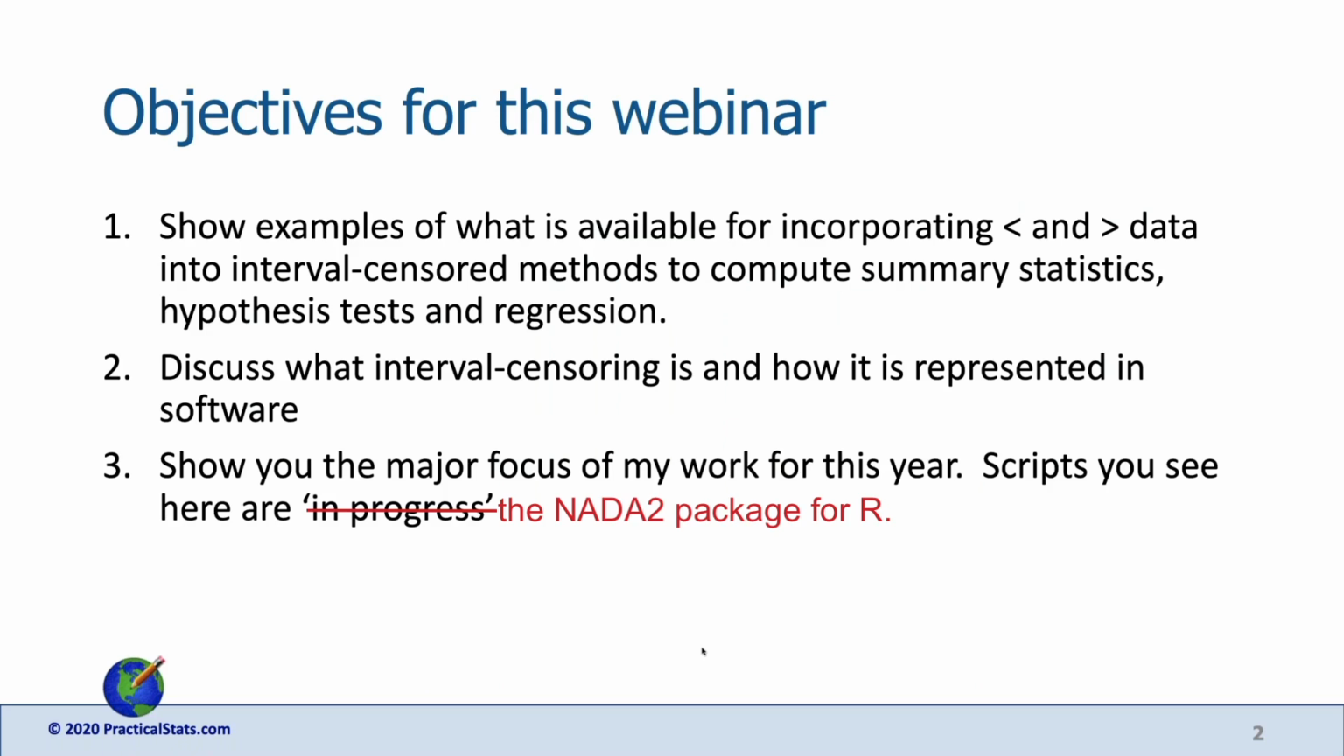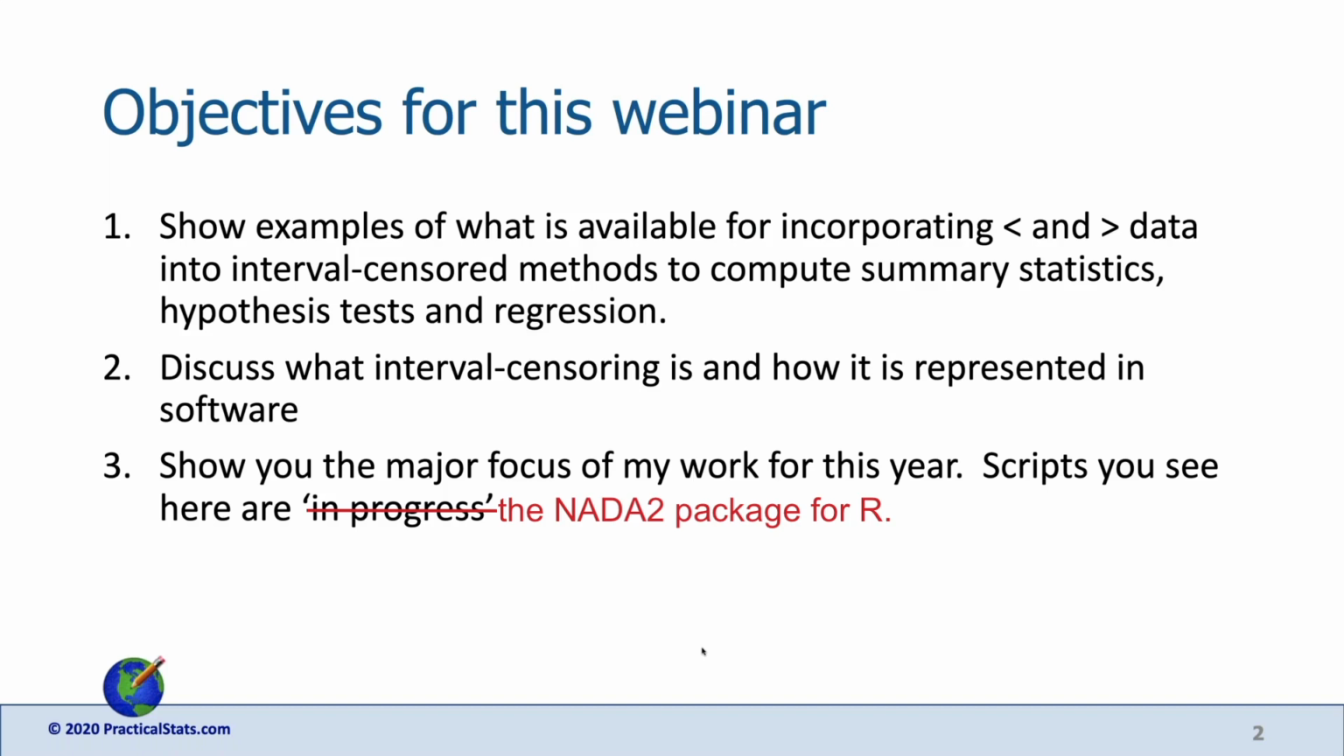So the objectives for today: to show you examples of what you can do, what methods are available for incorporating both less thans and greater thans into analyses. And we'll do that for computing summary statistics, hypothesis tests, and regression. I'll tell you what interval censoring is, because that's the process that's used in doing these procedures. It's how it's represented in the software, and would be how you would represent your data to the software, as giving it an interval of what the data values might be.